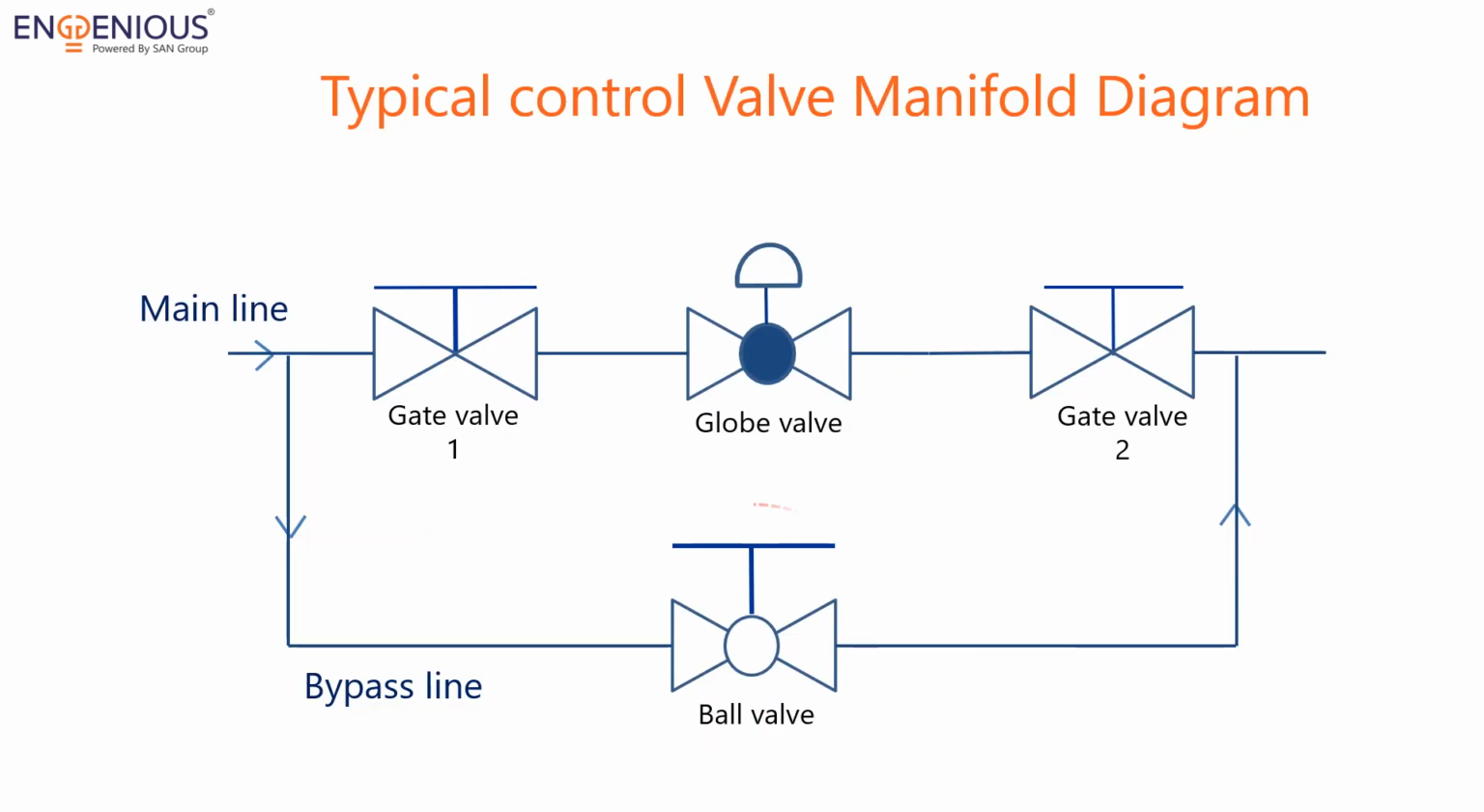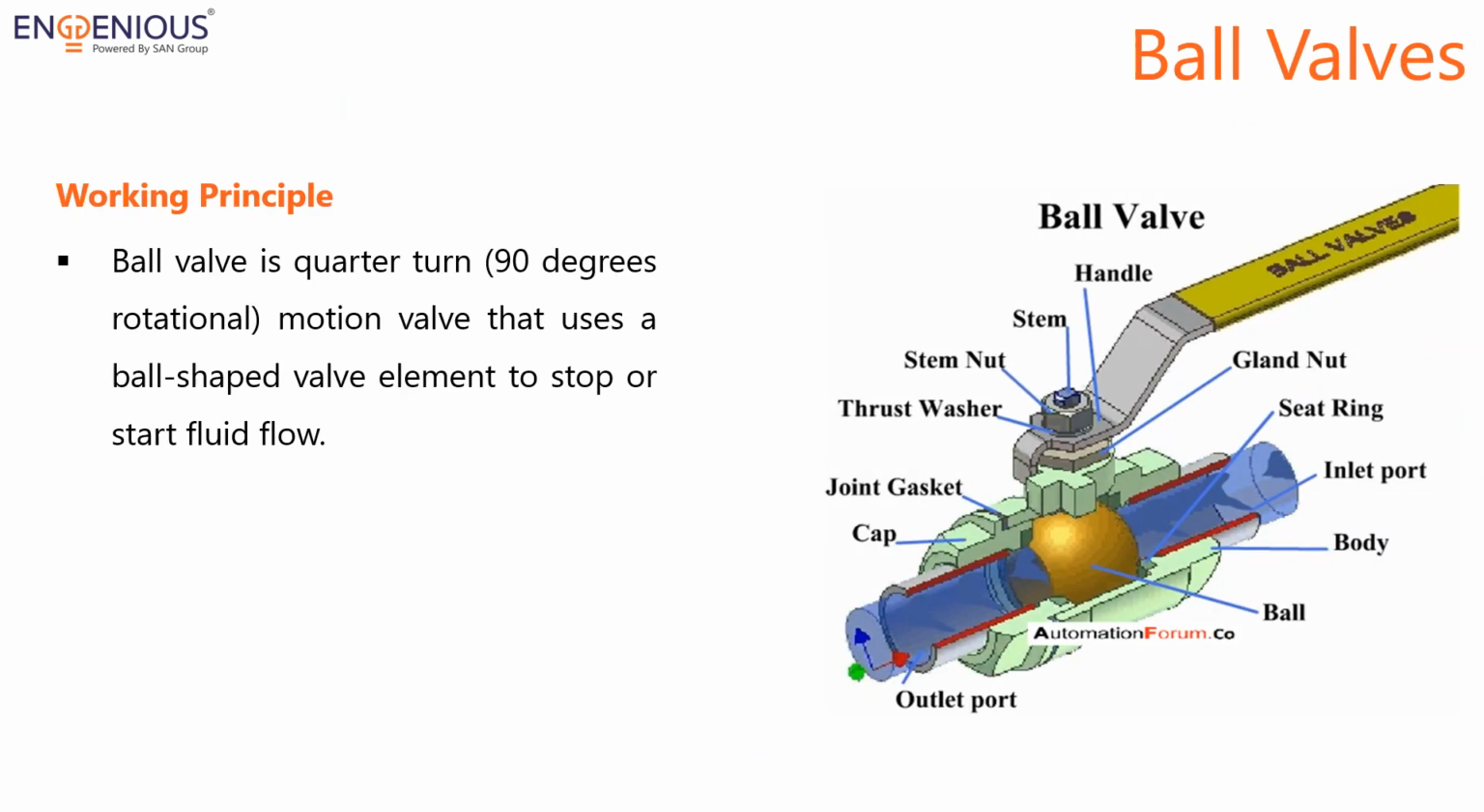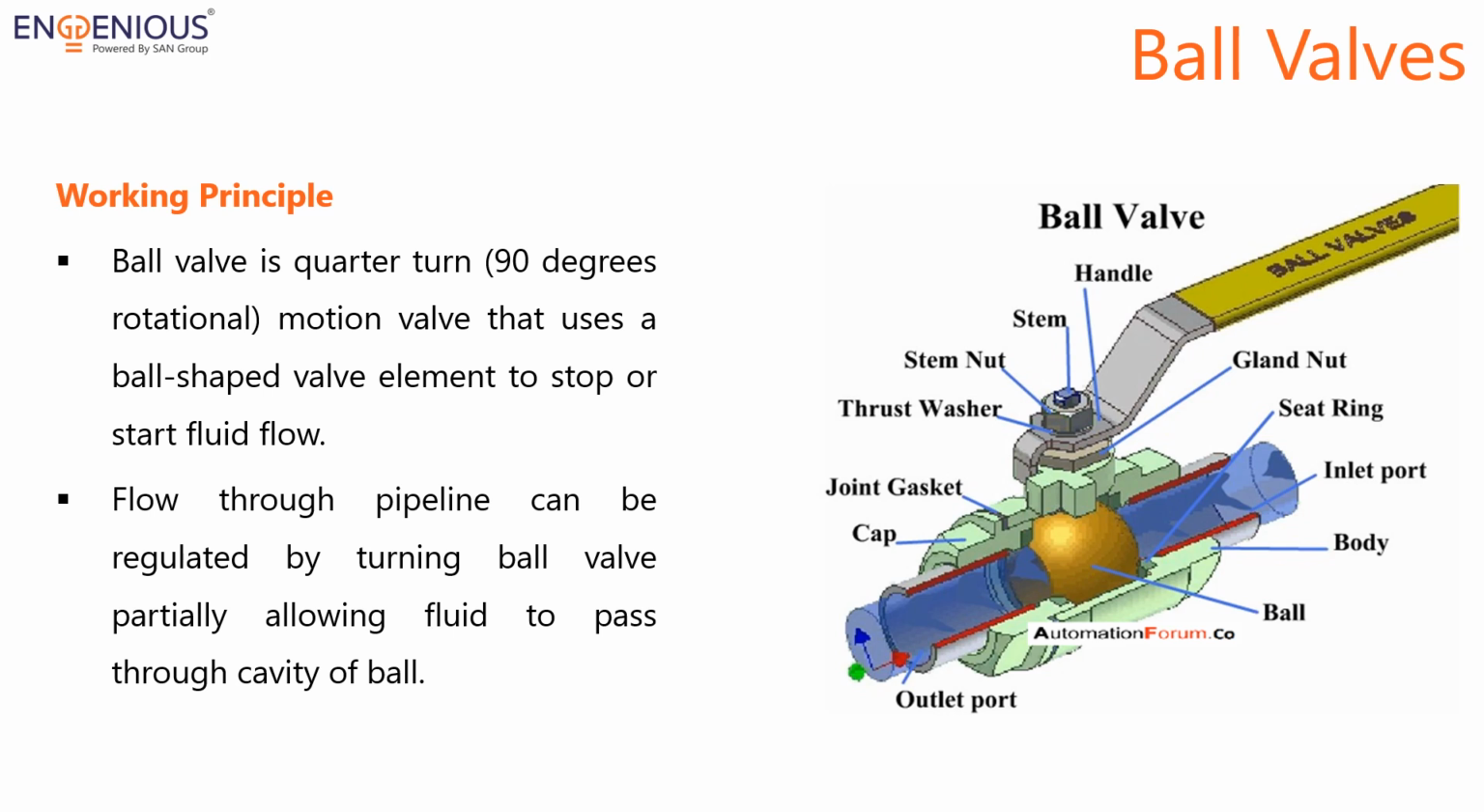Ball valve is the next valve we will look at. A ball valve is positioned on the bypass line of the control valve manifold. Let's see what part it contributes in the big picture. A ball valve is a quarter-turn, 90 degrees rotational motion valve that uses a ball-shaped valve element to stop or start fluid flow. The flow through the pipeline can be regulated by turning the ball valve partially, thereby allowing the fluid to pass through the cavity of the ball.